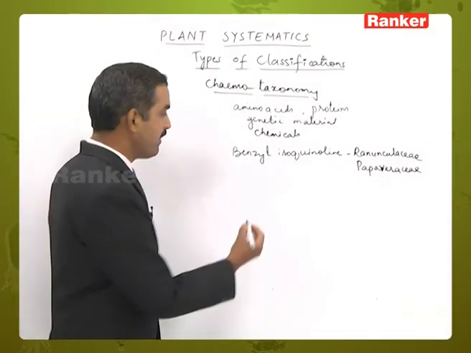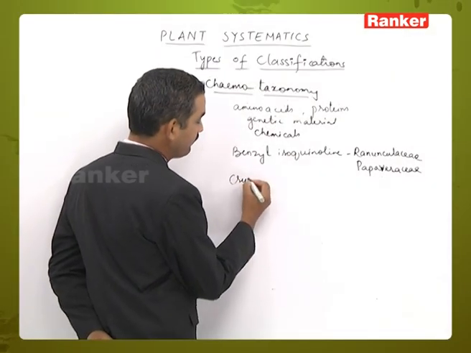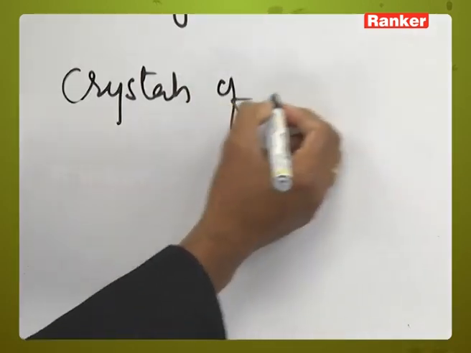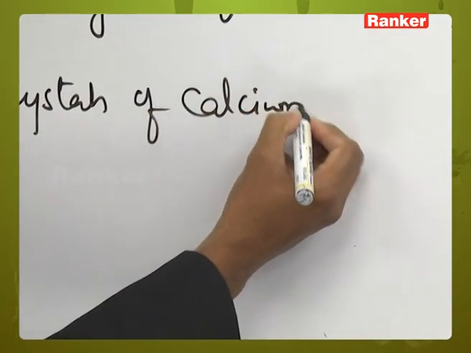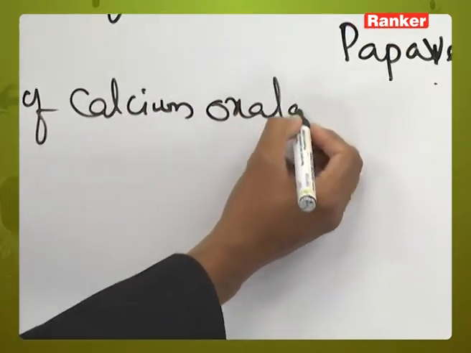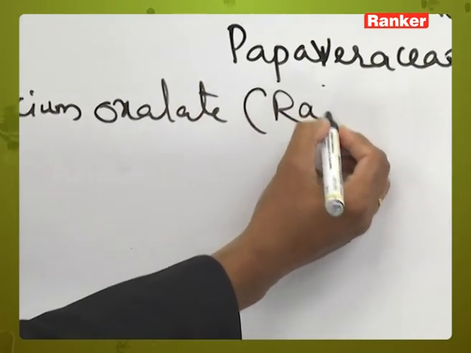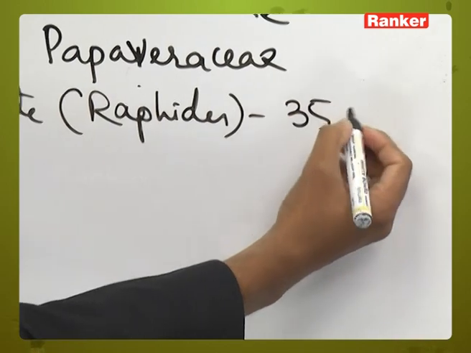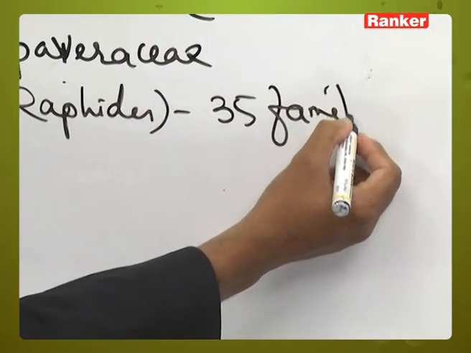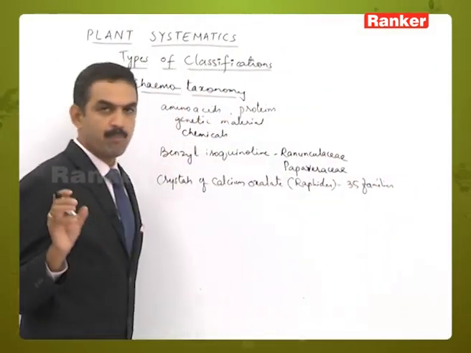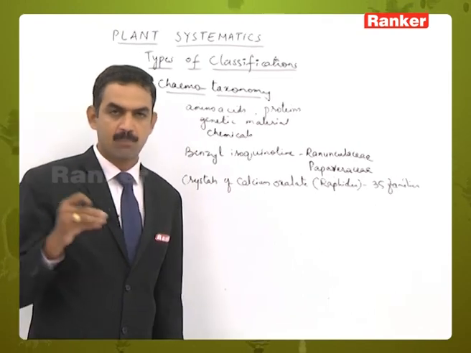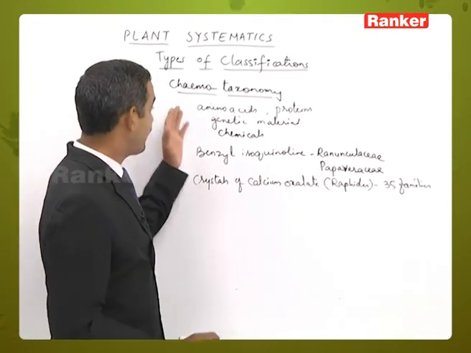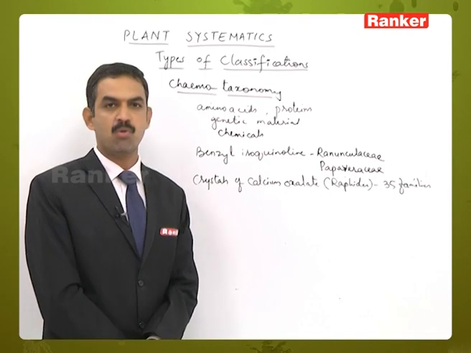family. In the same way, the crystals of calcium oxalate, that is raphides. These raphides are present in only the members of 35 families. So, likewise some particular type of chemical is the basis for classification of the plants. So, we call such type of classification chemotaxonomy.